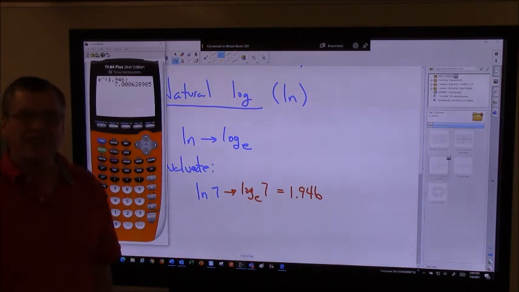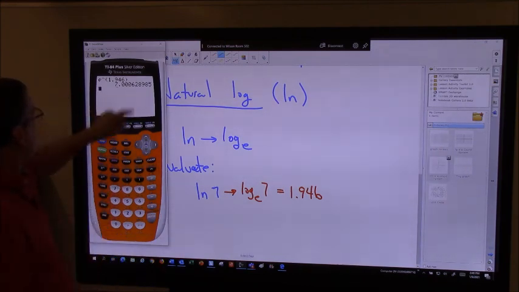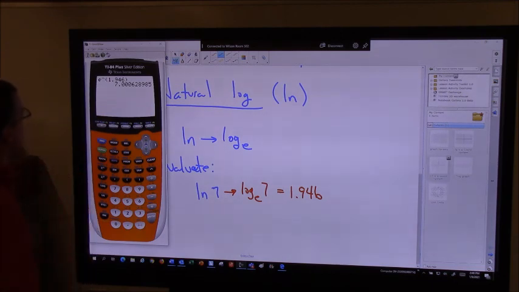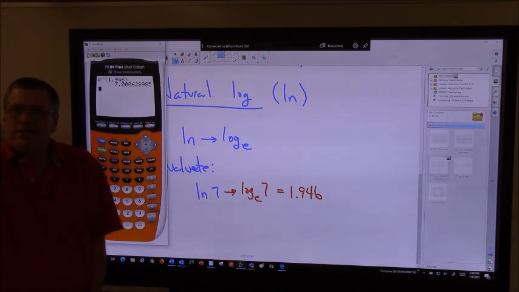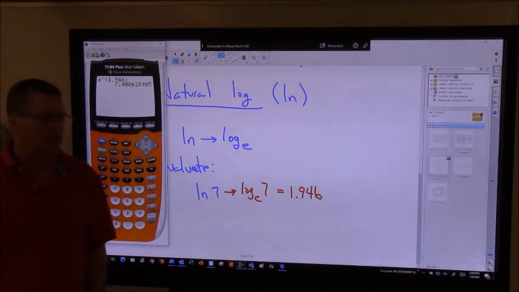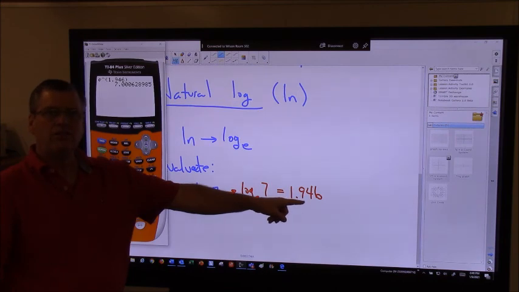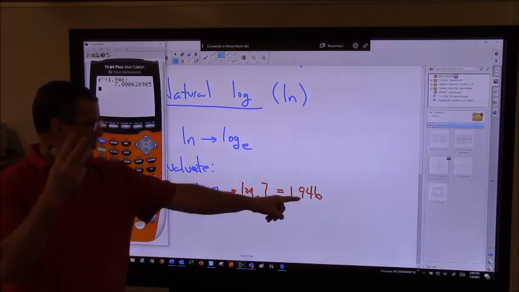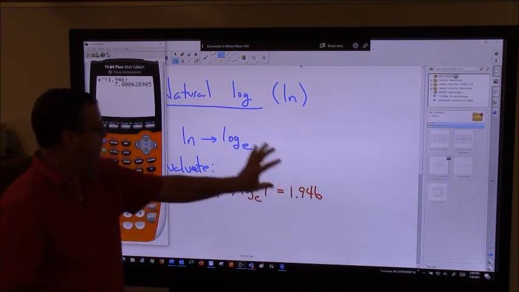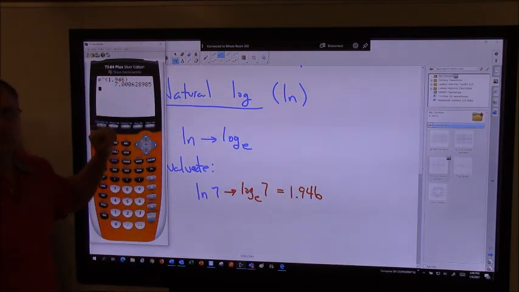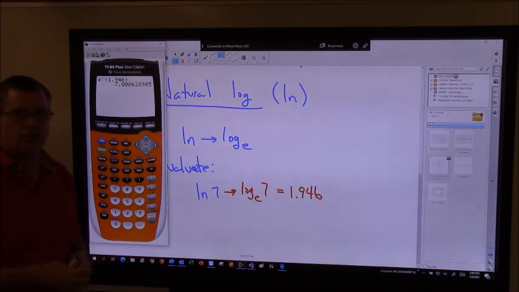I got 7. Almost, right? I actually got a little bit higher than 7. I got 7.0006. Why didn't I get exactly 7? Well, did I write down the exact answer here? No, I rounded it to 3 digits, right? So I didn't really put the full number in here, and so I really shouldn't expect to get exactly 7, but I should get pretty close to it.